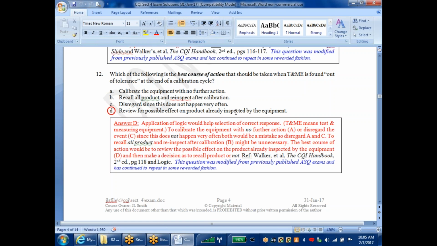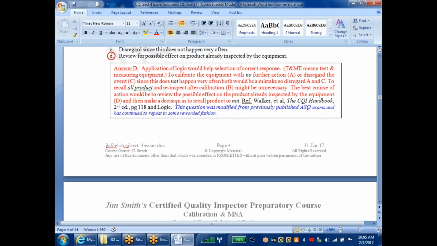If I don't have product that is in jeopardy of not fulfilling the customer requirements, and I check parts in the house, the gauge is slightly out, but maybe I'm running right on the target. So even though the gauge might be slightly out of calibration, the parts are within specification. So you want to be careful of the action that you take.